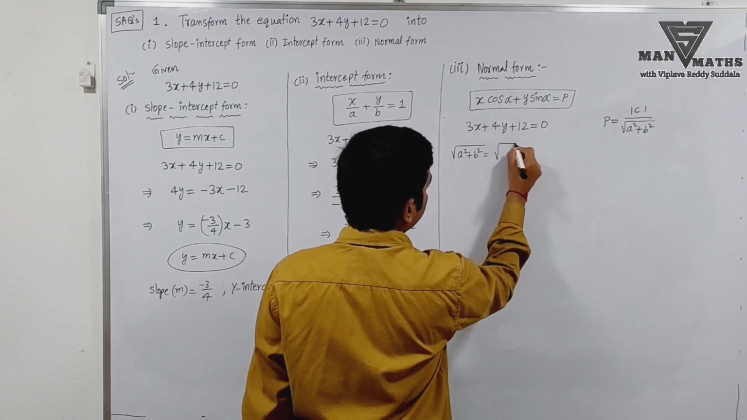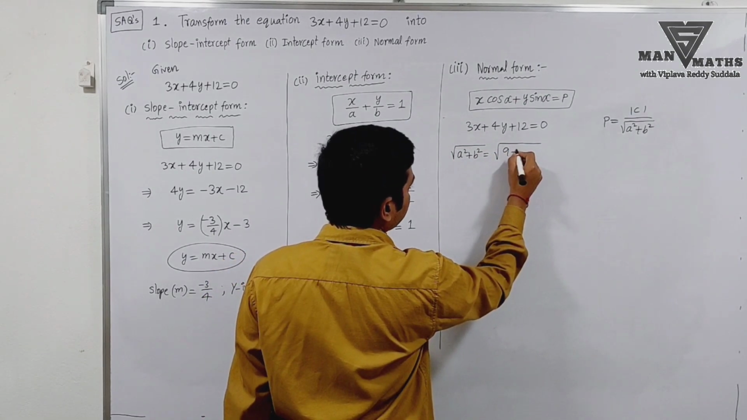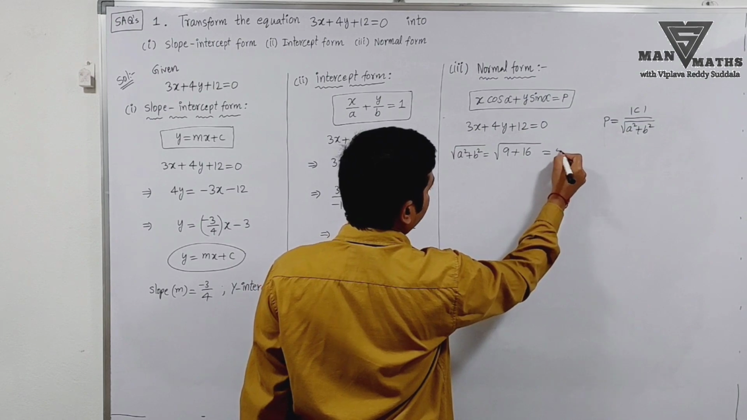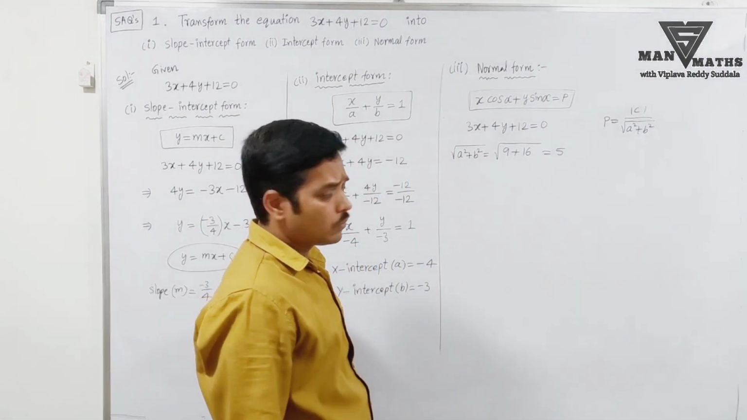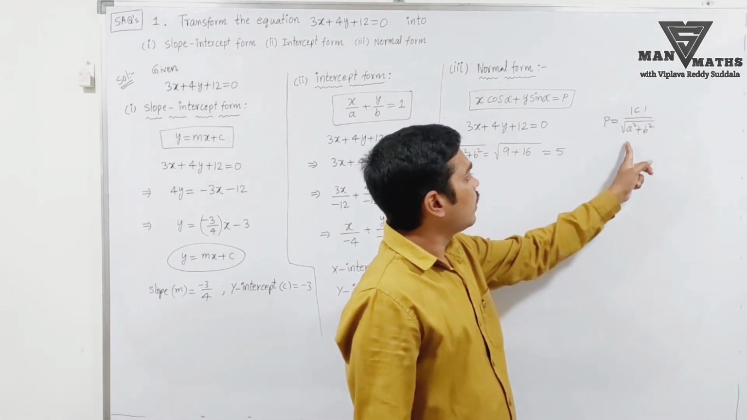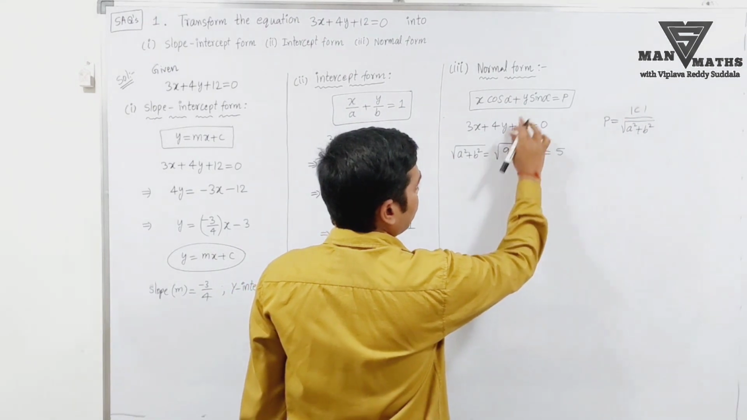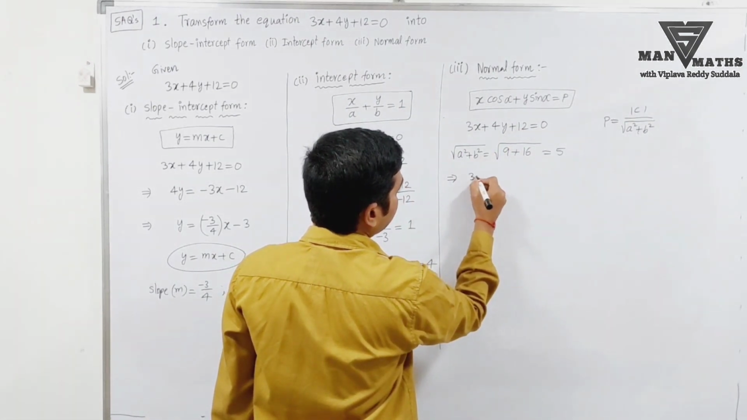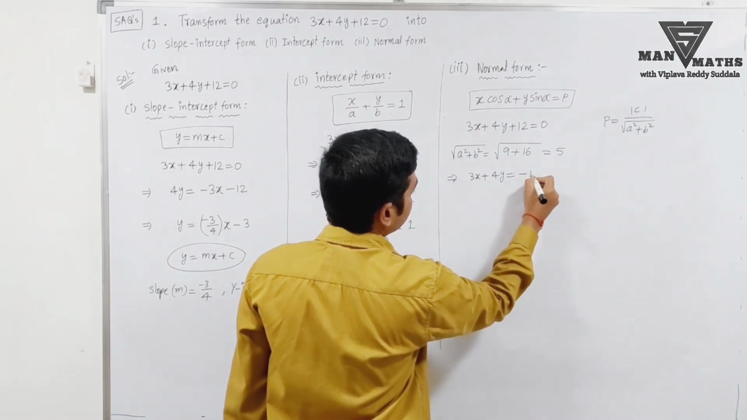What is the a square plus b square value? a means 3, square means 9, plus b means 4, square means 16, root 25, that is equal to 5. Now dividing each and every term by 5, we get the mod c by under root of a square plus b square. First of all, send the constant term to the right side. From this equation, we get 3x plus 4y equal to minus 12.